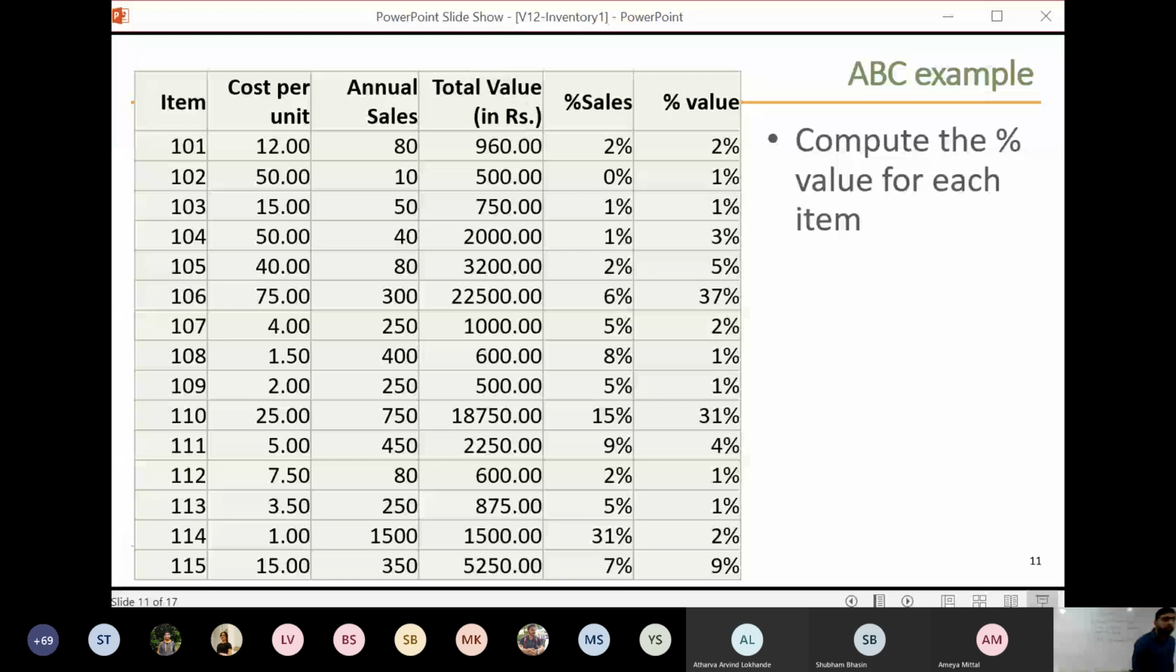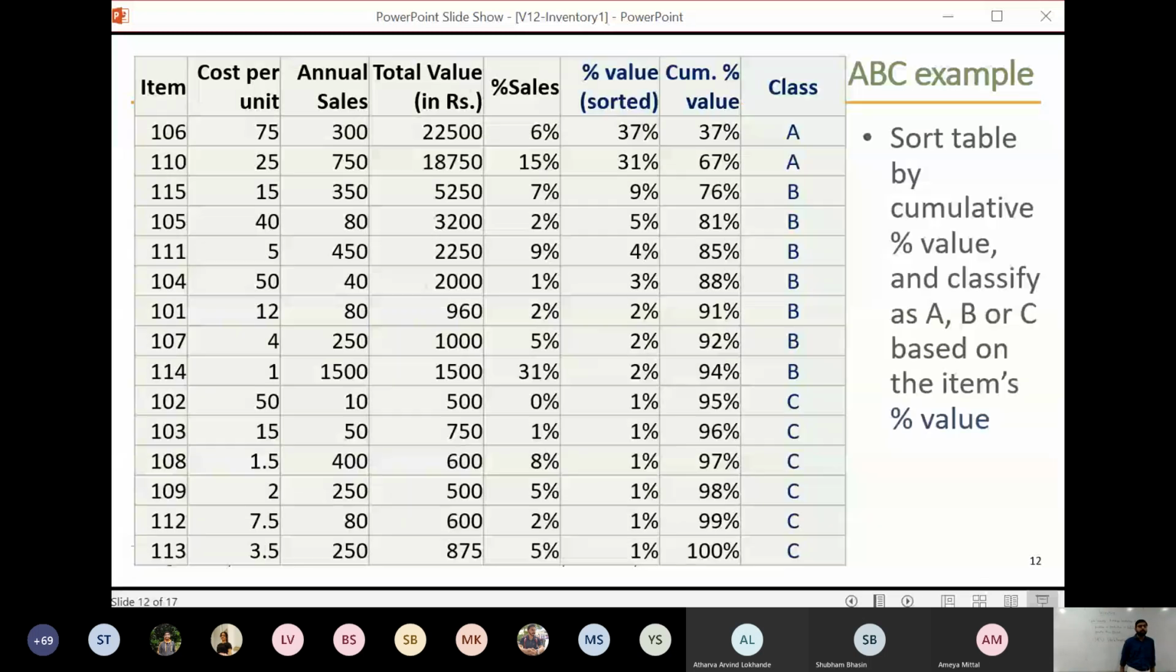So then we sort the table. We compute what is called the cumulative percentage. We take the items which have the maximum contribution and call that class A, because that contributes the maximum to our value. In this case it is 67%, and it can go up to 80%. Then we can do B, some of the items in B, and then the rest of the items, which are less than 2% contribution to your bottom line, are type C.